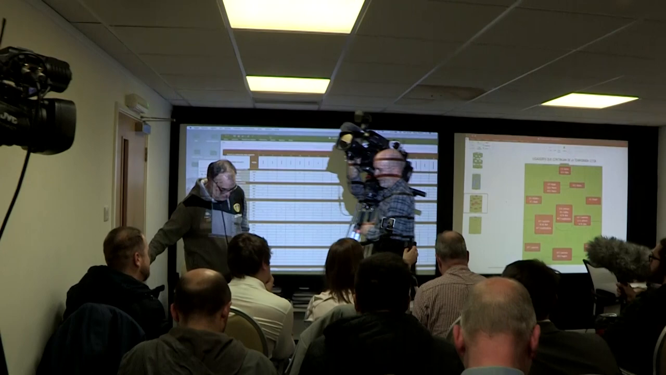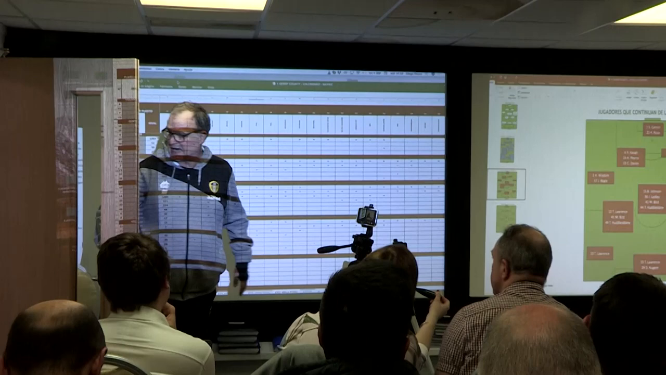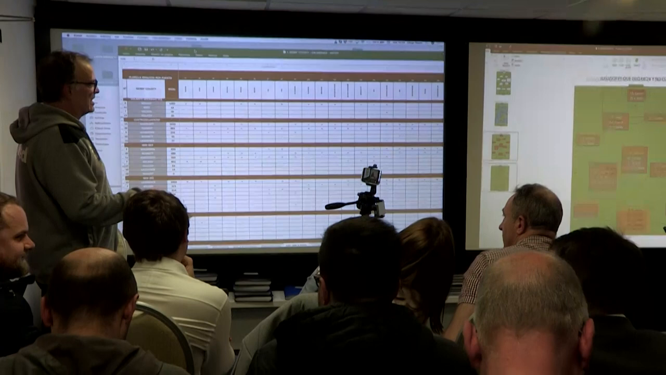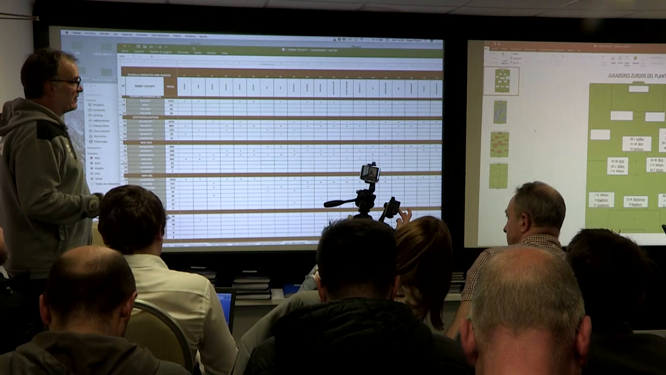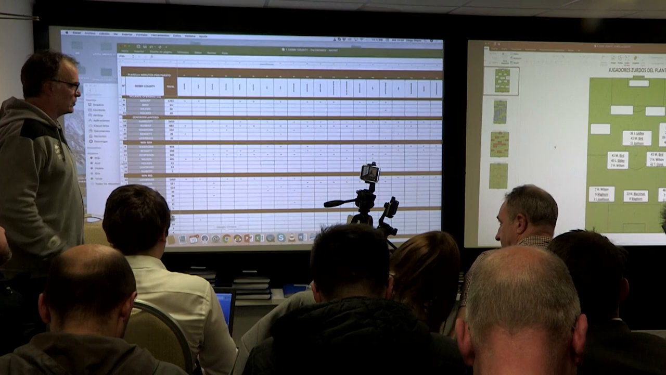These are the players that continue from last year, who were at Derby last year. And these are the left-footed players, which is much easier to note than right-footed ones. It's easier to just focus on the left-footed players.